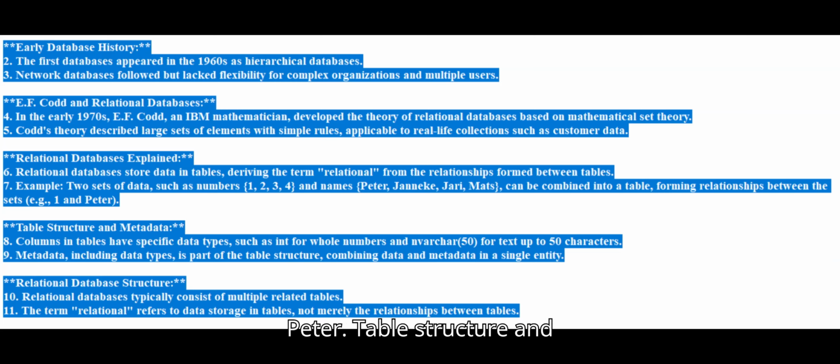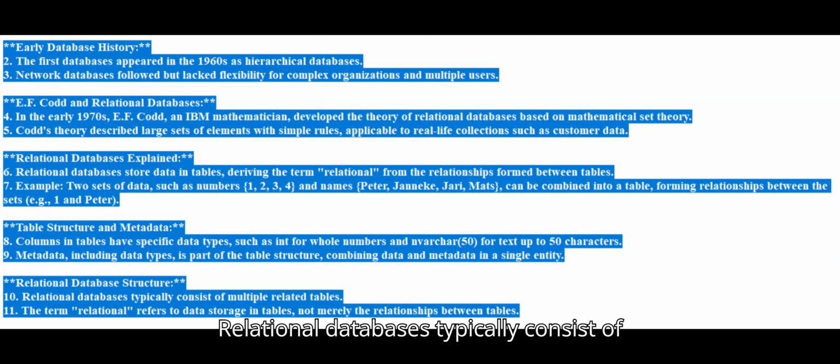Table structure and metadata. 8. Columns in tables have specific data types, such as int for whole numbers and varchar(50) for text up to 50 characters. 9. Metadata, including data types, is part of the table structure, combining data and metadata in a single entity.